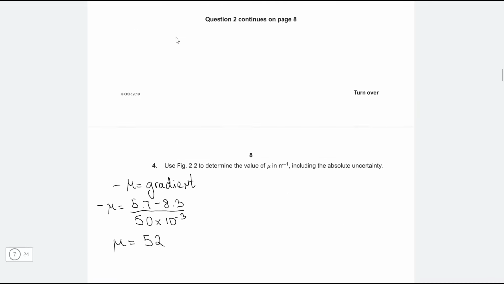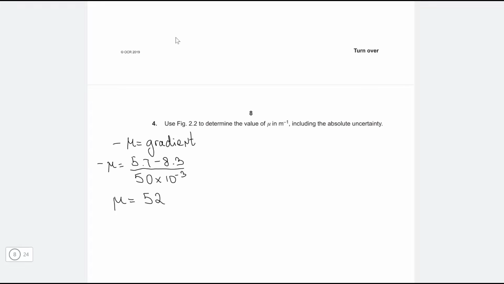Okay, well, for the next question, what we needed to do is to determine the value of our constant, including our absolute uncertainty. So in order to do so, our value of the constant can be determined using the gradient of the line of best fit. And I've got my gradient calculation here. We're going from 8.3, sorry, to 5.7, and we're taking away the values using the fact that the gradient is change in y divided by change in the x-axis, which gives us about 52 m to the power of minus 1.